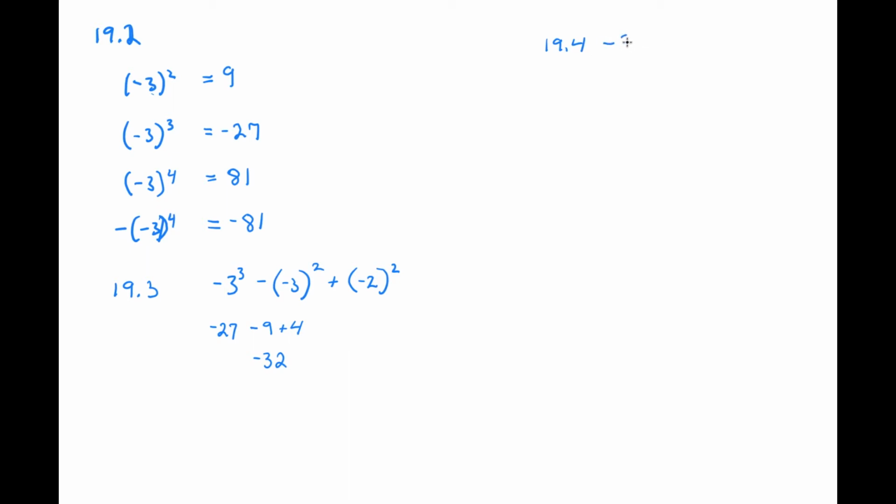We have negative 2 squared minus 4. Oops, sorry, not a parenthesis there. That's a 4. But now that's a parenthesis, and that's negative 3 to the third. And then we have minus 2 squared minus 2.